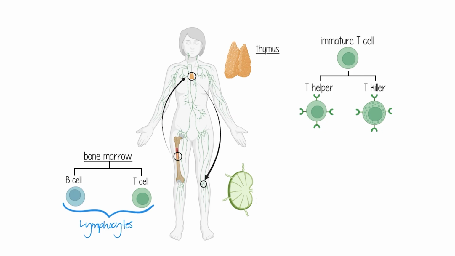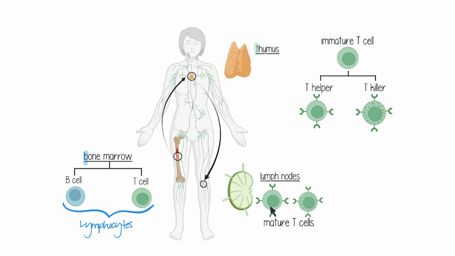You can remember that T cells mature in your thymus because thymus starts with a T and we're talking about T cells, while the B cells mature in your bone marrow because bone marrow starts with a B and we're talking about B cells. After the T cells mature in the thymus, they then move to different areas known as lymph nodes. The lymph nodes are small bean-shaped organs that are present in various locations all across your body.